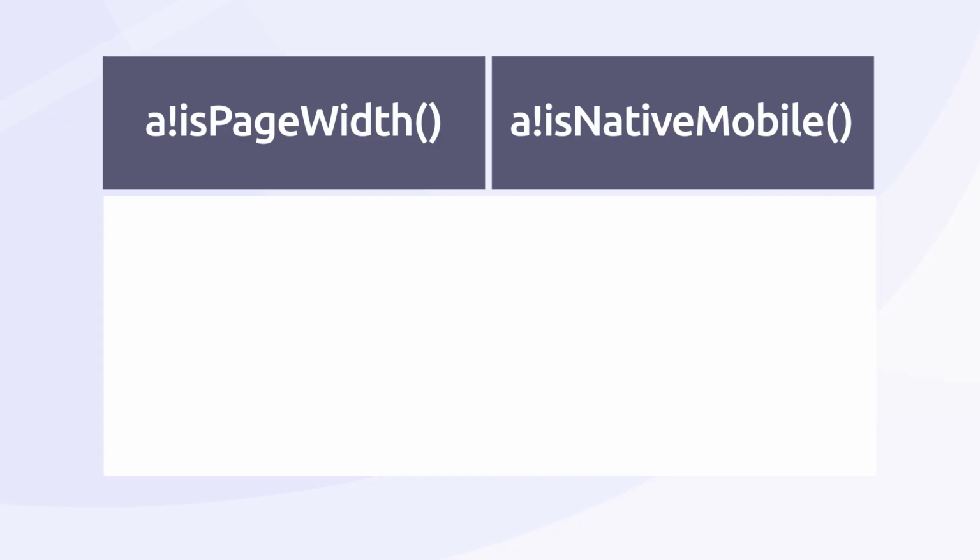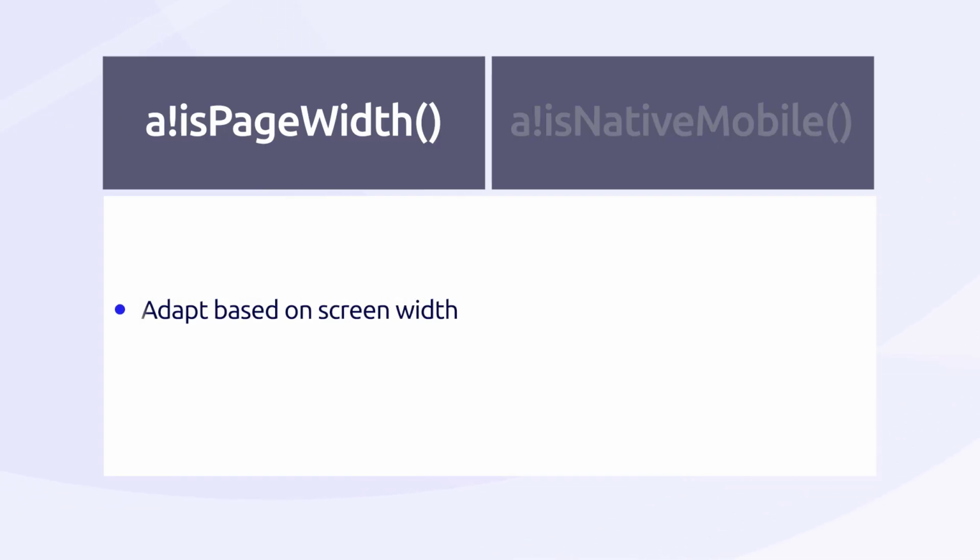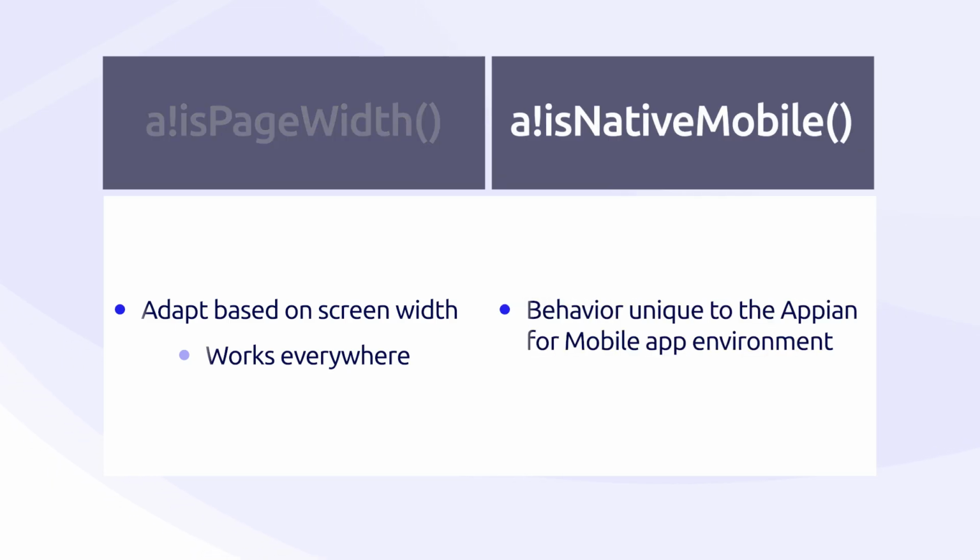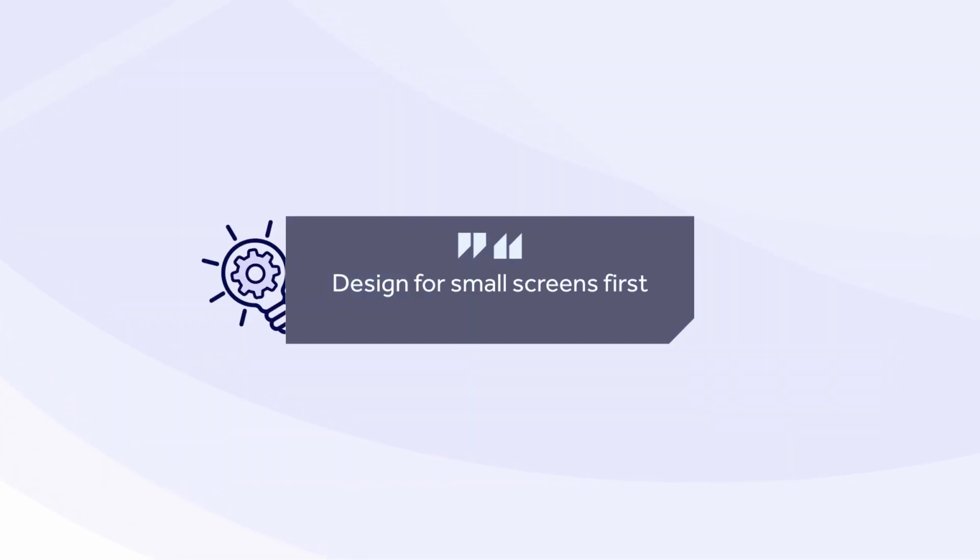It's important to know the difference between these two functions. Use a!isPageWidth when you want your layout to adapt based on the screen's width. This works everywhere, including mobile browsers. Use a!isNativeMobile only when you want behavior that is unique to the Appian for mobile app environment. The final tip is about your overall approach.